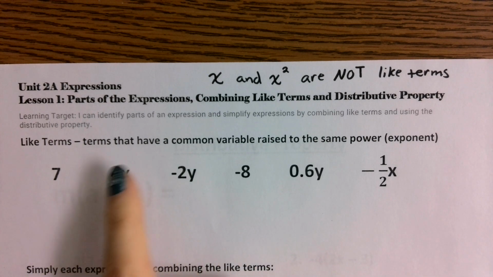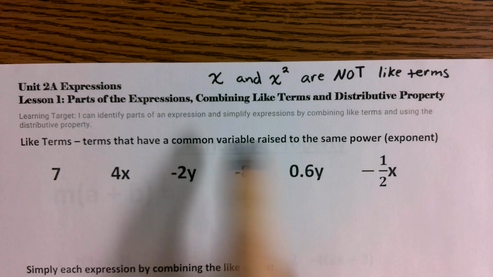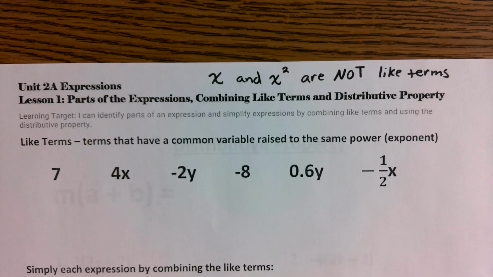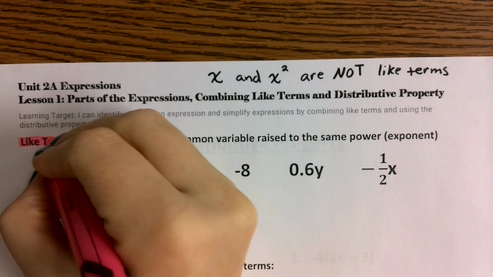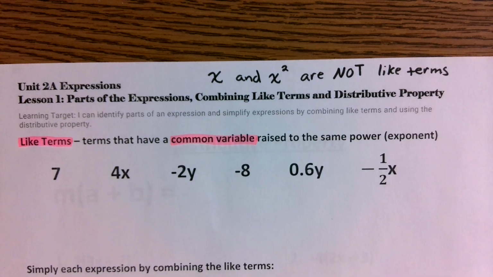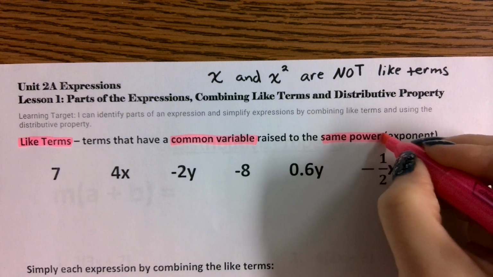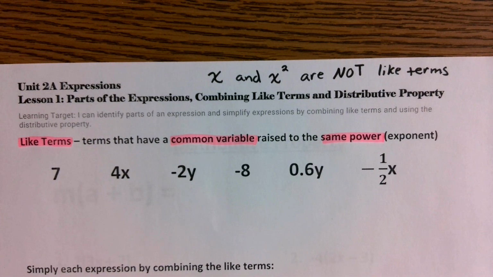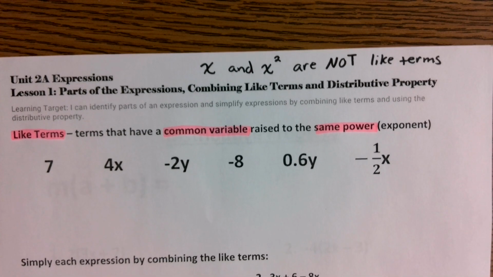I want you guys to go ahead and highlight when we're talking about our like terms. They have to have a common variable and they have to be raised to the same power. They can also be constants. Simple numbers are like terms to each other. So numbers can be considered like terms.